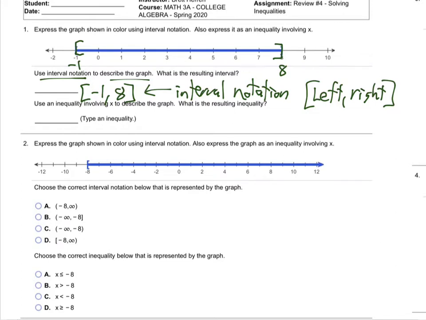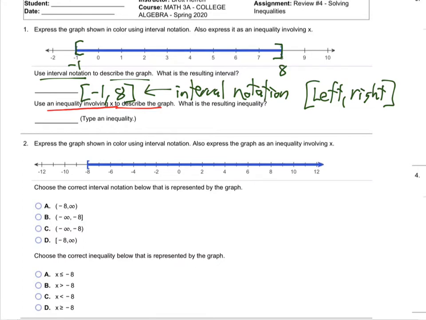And then the second part says, use an inequality involving x to describe it. So how do you write that same chunk of numbers? We're talking about a chunk of numbers that go from -1 to +8. You know what we're doing today? It's like me saying one, uno, or one in some other language, right? So we're saying the same thing. We're saying the chunk of numbers that go from -1 to 8 on a graph.